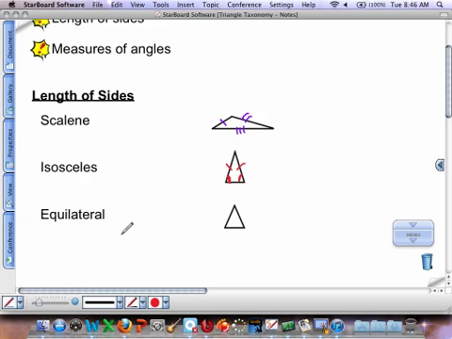And then finally, we have an equilateral. So Brittany, what did you find out about equilateral? All the sides are the same. All three sides are the same. And of course, that kind of makes sense if you think about equilateral. The equi meaning equal, and lateral meaning the side. So it's all equal sides. So an equilateral. What do you guys notice about the angles of an equilateral?